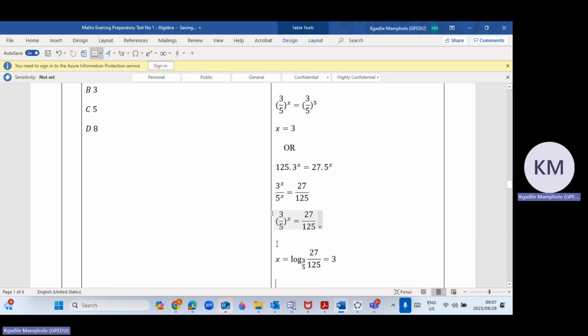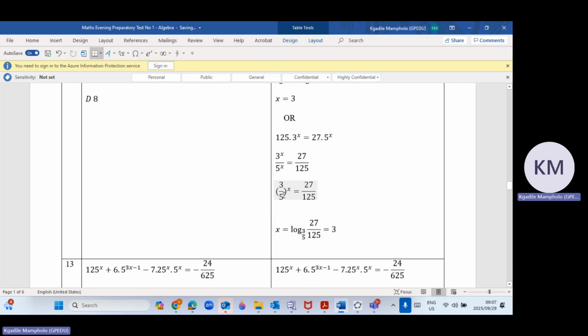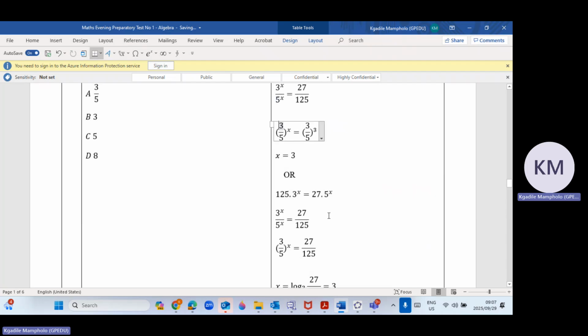Then you put this on the log. That's, like I said, the base, you put it here. The number on the other side, you put it here. Then you get the answer as 3. It means the correct option in this case will be B.